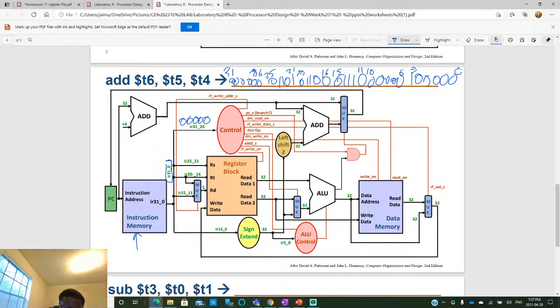Okay, and now 25 to 21, remember that is our S. And lo and behold, we have those bits going to our S. So we have 0, 1, 1, 0, 1. And now 20 to 16, those bits go to our T. 0, 1, 1, 0, 0.